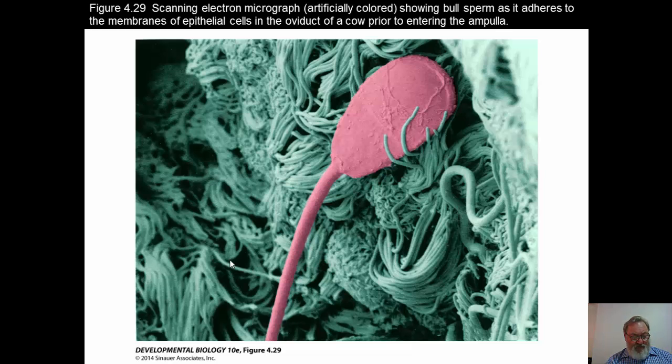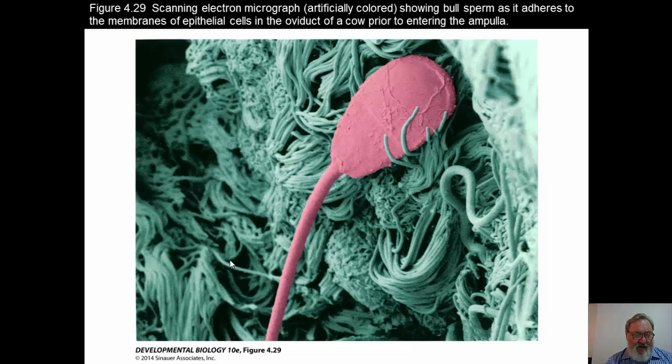There are various processes that constitute capacitation and enable the sperm to fertilize the egg in mammals. The sperm membrane is altered by removal of cholesterol and albumin proteins by the female. There are changes in the location of lipid rafts, and there are a variety of other changes that allow the sperm to be able to bind to the zona pellucida of the egg and also to be able to participate in the acrosome reaction.